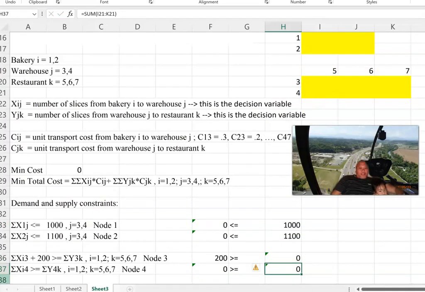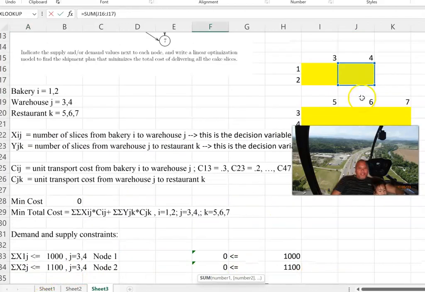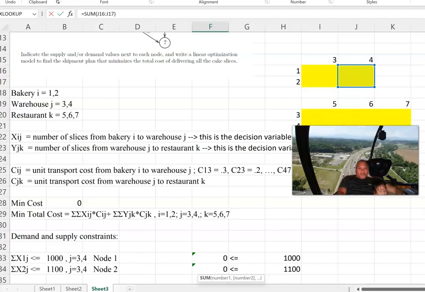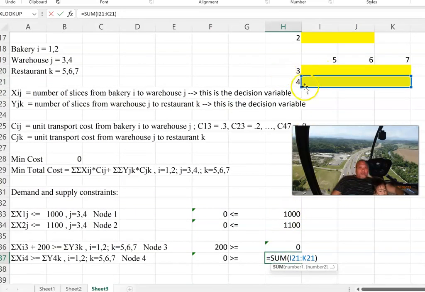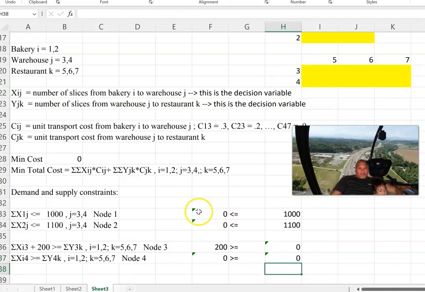Now this constraint here says those coming into 4 must be greater or equal to those coming out of 4, right? So the coming into 4 is this, see, that's the one being highlighted, and going out of 4 is that thing.